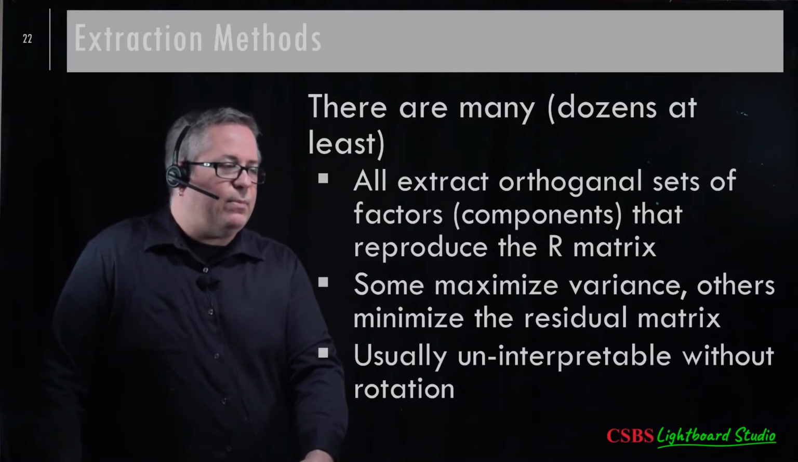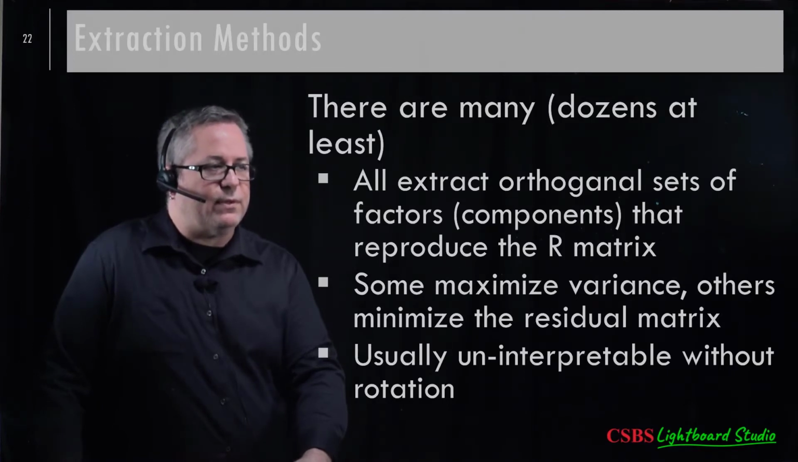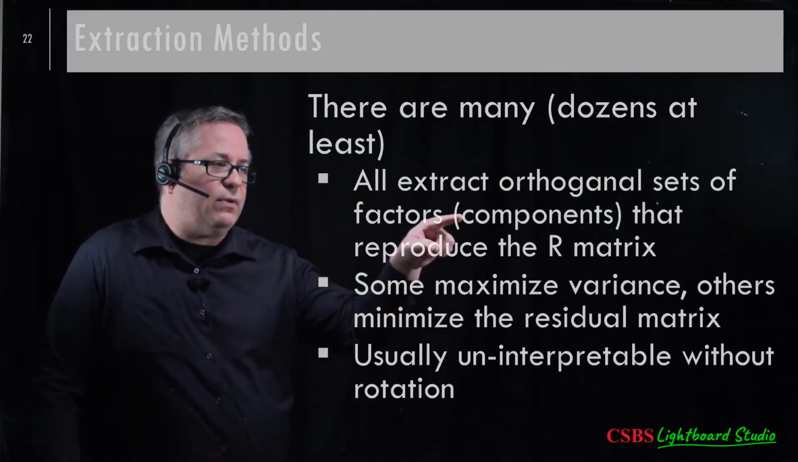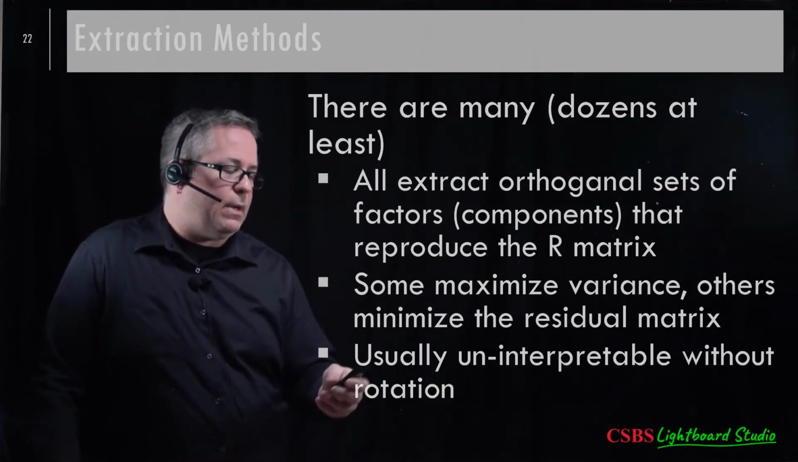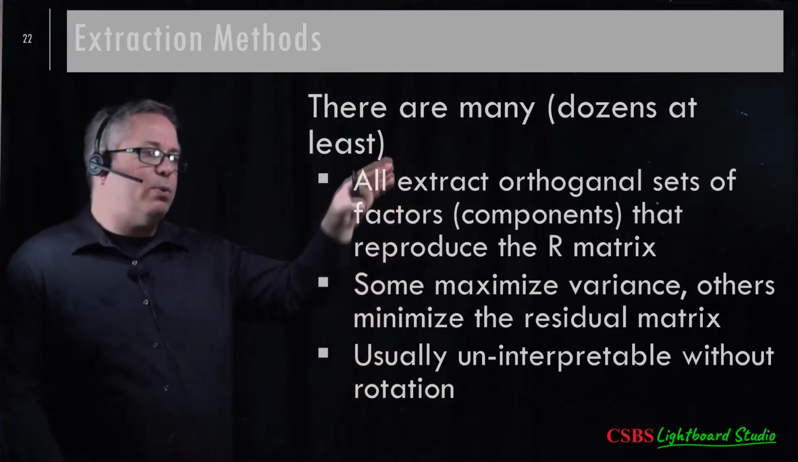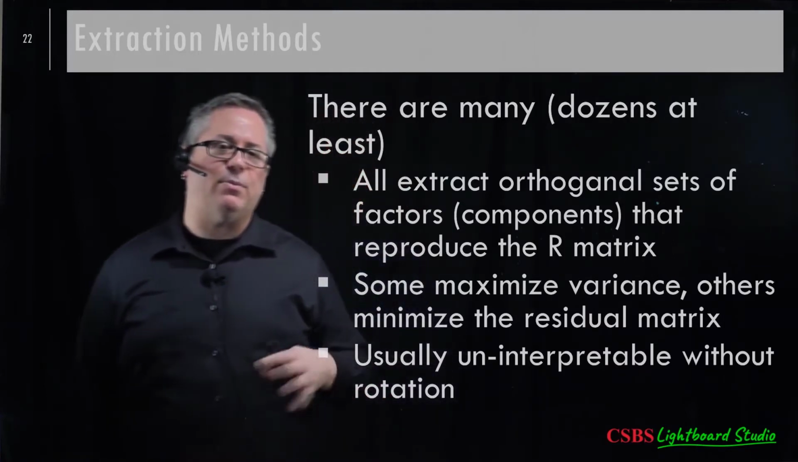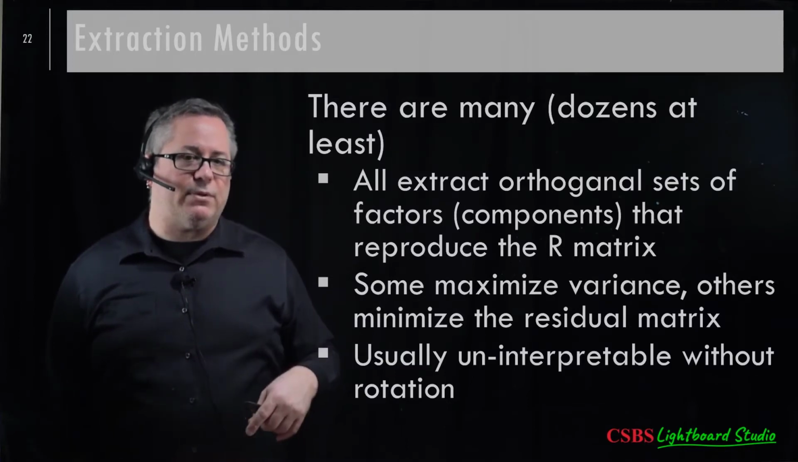Anyway, they're all trying to do the same thing. They're all trying to estimate the communality during the first iteration through. The only difference is components are the only one that assume 100%. Everything else tries to estimate it somehow. And no matter which extraction method you use, if you look at the unrotated matrix, it's almost completely unintelligible, uninterpretable, unless you rotate first in some way.